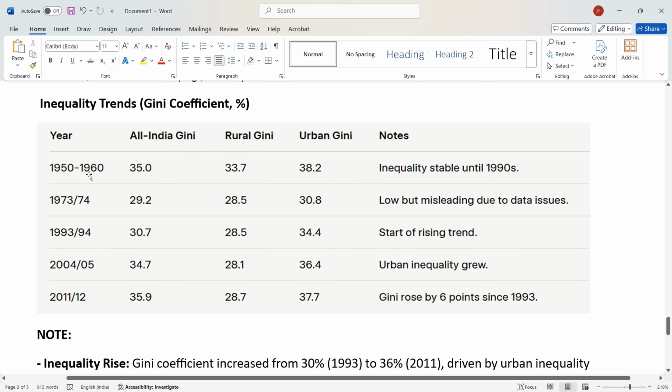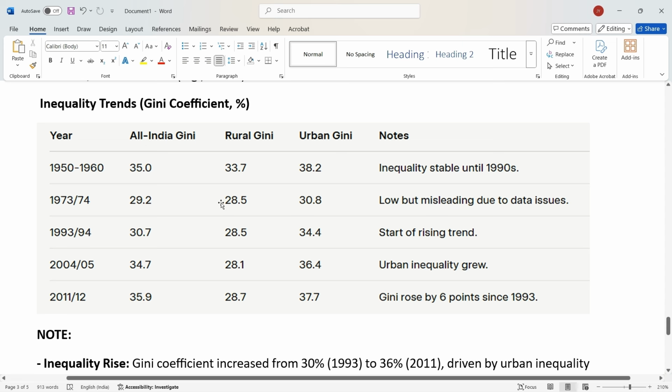So during 1950 to 1960, the inequality rate all over India was 35%. When it comes to rural and urban, the urban inequality was more compared to the rural one, at 38%. Again, after that, in 1973 to 74, around 1975, the inequality became lower, 29.2%, but according to the data, which might be misleading.